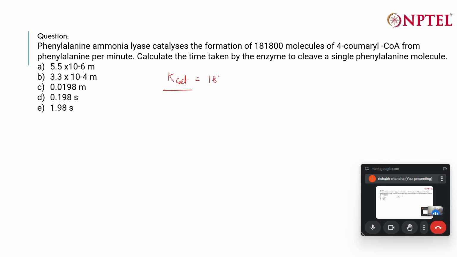Yes, this is the kcat, molecules per minute. So this is the efficiency of the enzyme. Now we have to take out the time taken by the enzyme to convert a single phenylalanine molecule. That means we have to calculate the turnover number, and turnover number is given by 1 upon kcat. That is the reciprocal of the kcat.